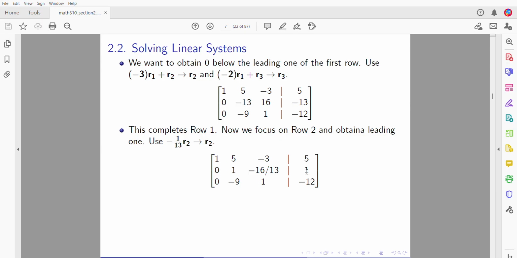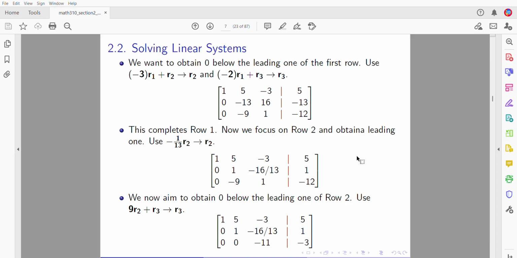Now you want to get a 0 here. 9 times row 2 plus row 3 is your new row 3. So you have 0 just under 1, and the 1 here got changed. The negative 12 here got changed. Check my work, make sure it's okay.